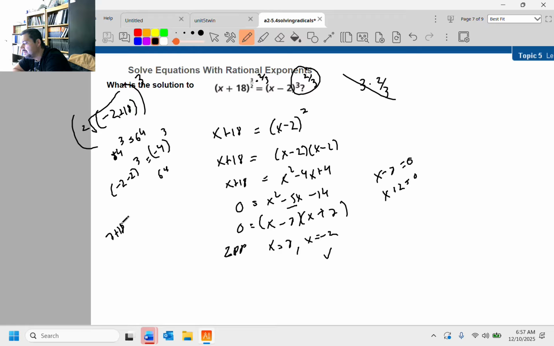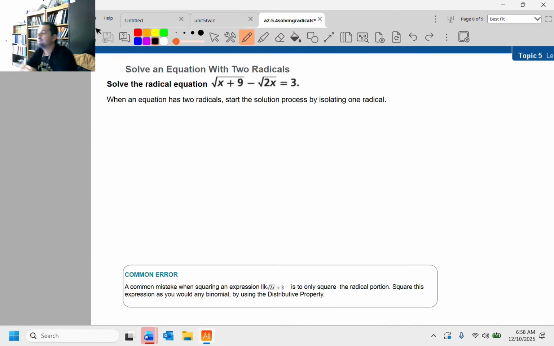Plug in a 7. 7 + 18, again, we're taking the square root and then we cube it, should be equal to (7 − 2) cubed. 7 − 2 cubed is 5 cubed, which is 125. Over here, we have 7 + 18, which is 25. The square root of 25 is 5, and 5 cubed is 125. Both good.